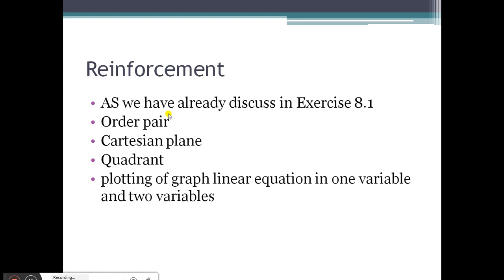Dear student, as we have learned previously in exercise 8.1 about plotting of graph of linear equation, in which we used to take simple way for the solution, we write y in terms of x to have a simplified form of equation. As we have already discussed in exercise 8.1 about ordered pair, Cartesian plane, quadrant, plotting of graph of linear equation in one variable and two variables.